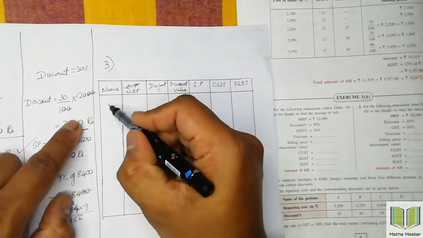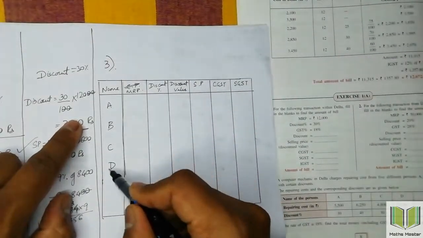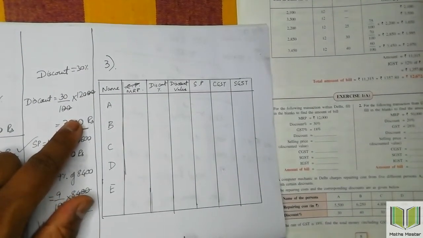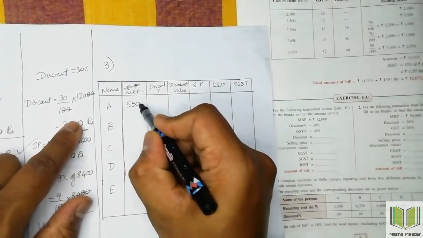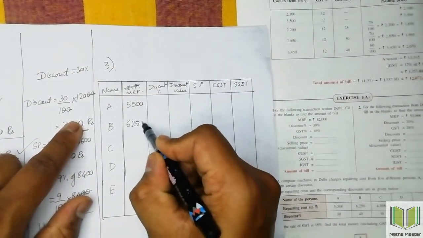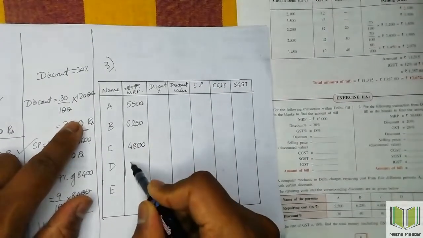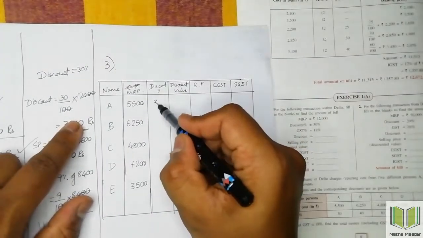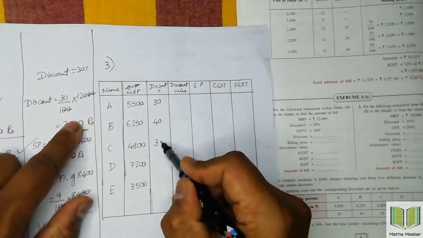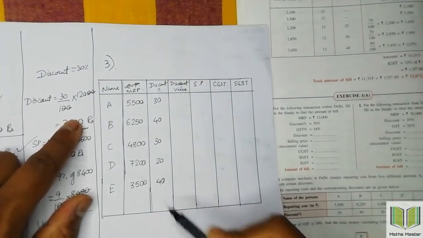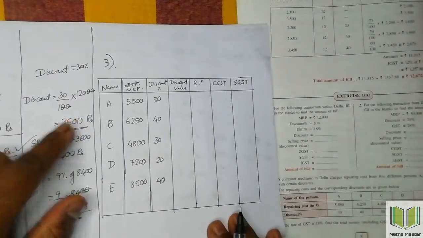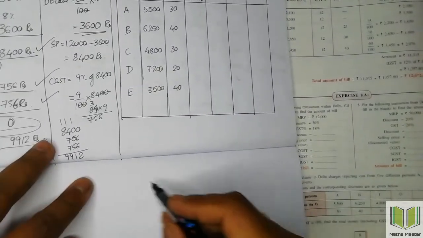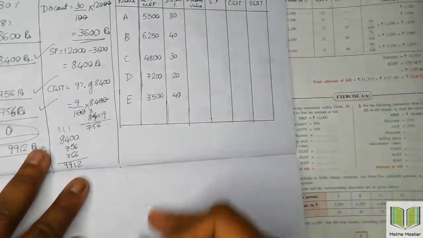Okay. Now, name A, B, C, D, E. I have given a little space to write the total amount in the last. Now 5,500 is the MRP for the first, 6,250, 4,800, 7,200 and 3,500. The discounts are 30%, 40%, 30%, 20% and 40%. Discount value, the same way as we did in the previous problem. The same thing is to be done over here. I'll take my working down here where it can be visible.